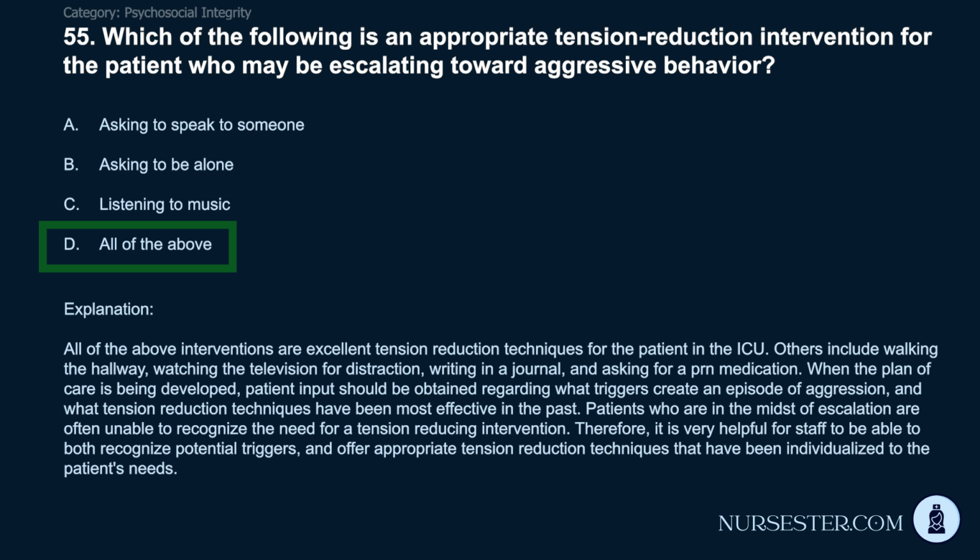Others include walking the hallway, watching the television for distraction, writing in a journal, and asking for a PRN medication. When the plan of care is being developed, patient input should be obtained regarding what triggers create an episode of aggression, and what tension reduction techniques have been most effective in the past. Patients who are in the midst of escalation are often unable to recognize the need for a tension-reducing intervention. Therefore, it is very helpful for staff to be able to both recognize potential triggers and offer appropriate tension reduction techniques that have been individualized to the patient's needs.